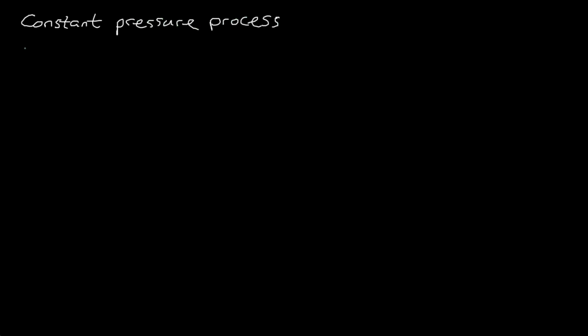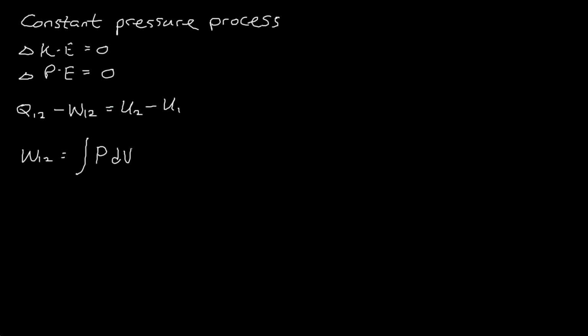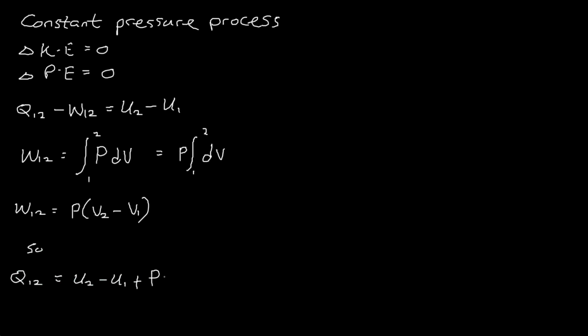A special case for the energy equation we might consider is a control mass undergoing a constant pressure process. We assume that there are no changes in the kinetic energy and potential energy, and that the only work done during this process is associated with boundary movement. So Q12 minus W12 equals U2 minus U1. Since our work done is due to boundary movement, we can write W12 equals the integral of P dV from state 1 to state 2. We also assume that the pressure is constant, so we can evaluate this integral as P times (V2 minus V1). So Q12 equals U2 minus U1 plus P times (V2 minus V1).